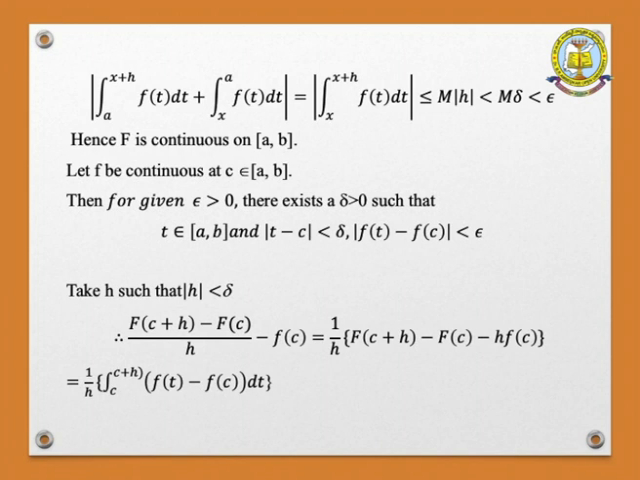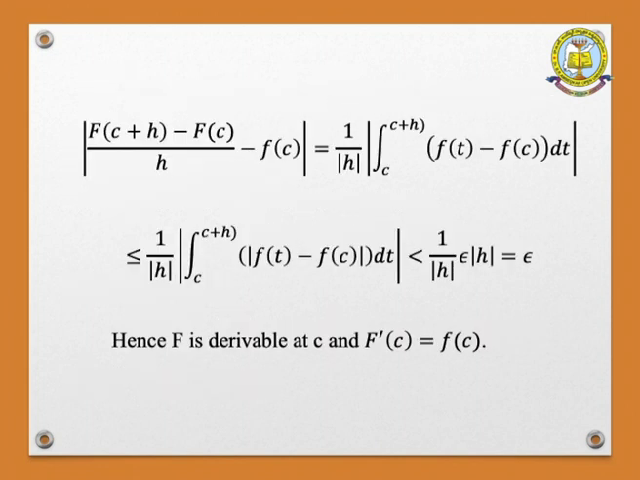For that, I will make use of the definition of F of c plus h, or I will make use of the definition of F of t. That means, if you have F of c plus h minus F of c minus h into f dash c, the value will be 1 by h into integral c to c plus h of f of t minus f of c dt. Now, consider modulus of this: mod F of c plus h minus F of c by h minus f dash c is equal to 1 by mod h into modulus of integral c to c plus h of f of t minus f of c dt.